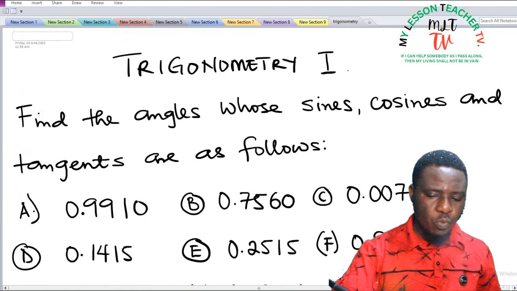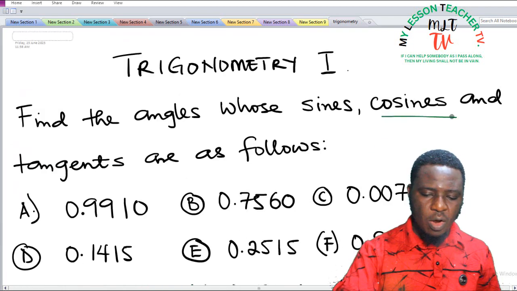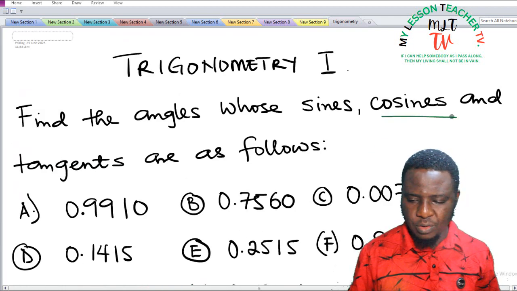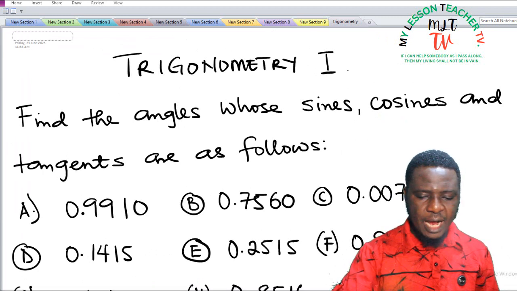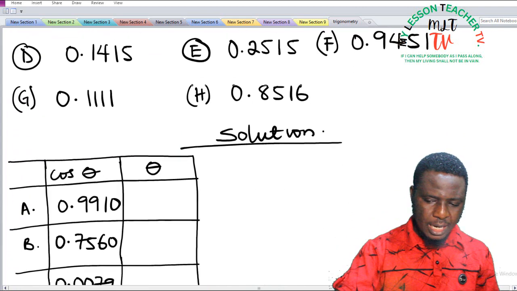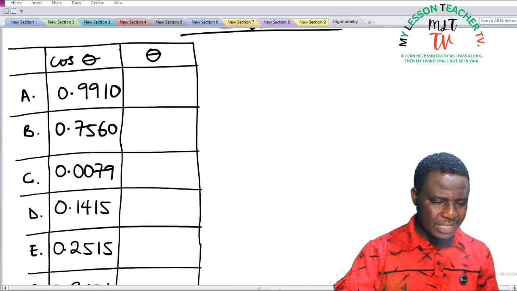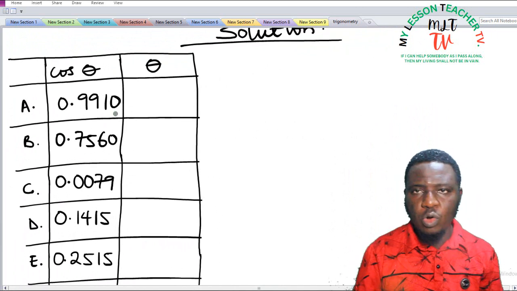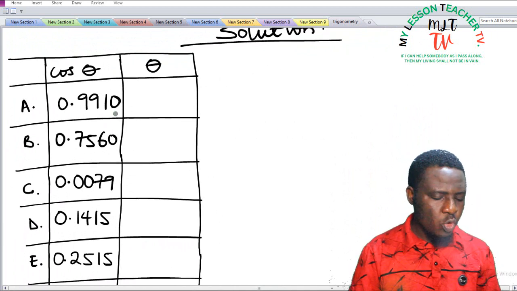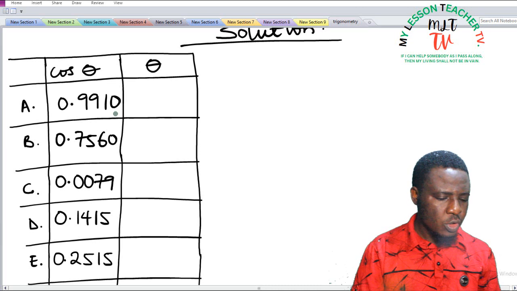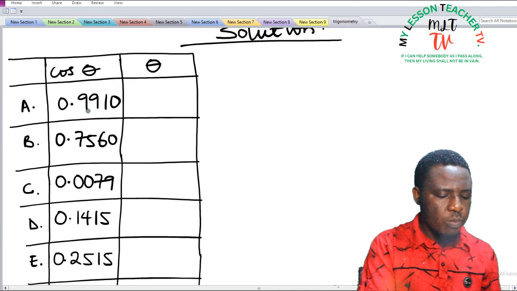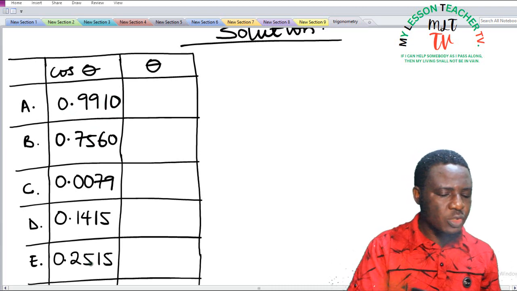which says we should find the cosine of these angles. The question says we should find the angles whose cosine, in this case, are as follows. And I have been able to put them in a tabular form to make it easier for us. We shall go to the cosine table to look out for the angles whose cosines are 0.110 and all of this. So we shall start with A.